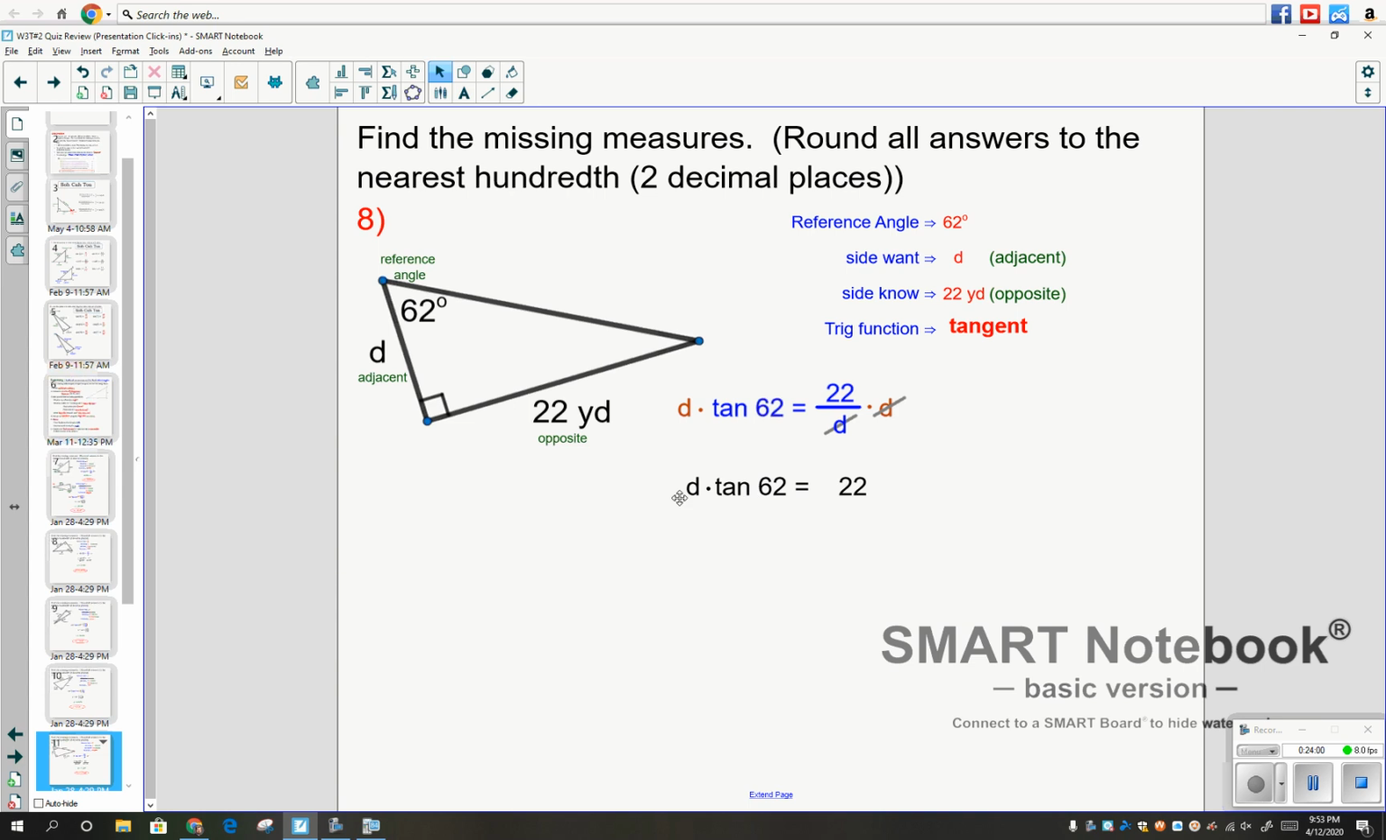Gotta get D by itself. Remember, tangent of 62 is a number. How do I get rid of that number? Divide by it, because it's times. Reverse and undo, the opposite operation. So I'm going to divide by tangent of 62 on both sides. They'll cancel out on the left, which just gives me D. On the right, I have 22 divided by tangent of 62.